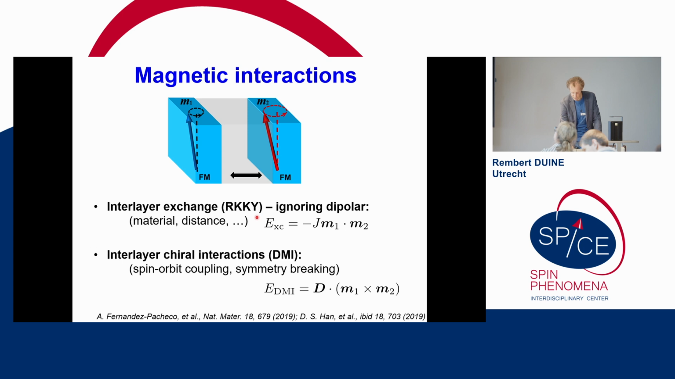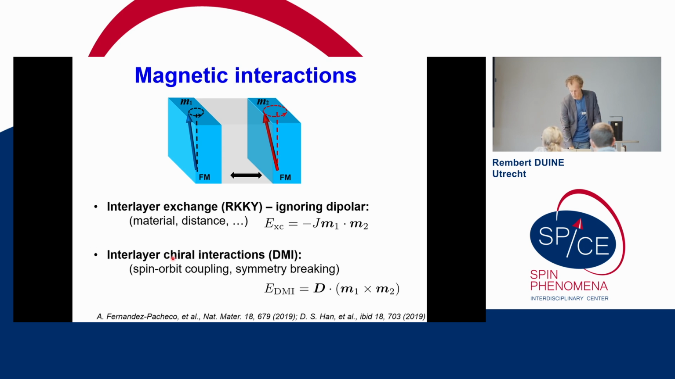But what is important here is that this interlayer exchange interaction is strongly distance dependent and oscillates with distance. So by choosing the thickness of this spacer, this layer in between the two magnets, you can make the interaction either ferromagnetic, favoring parallel alignment, or antiferromagnetic.